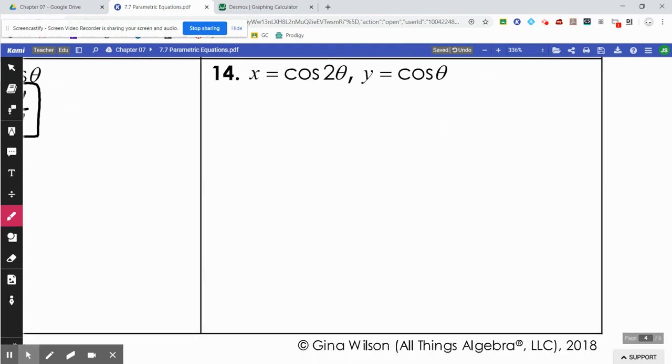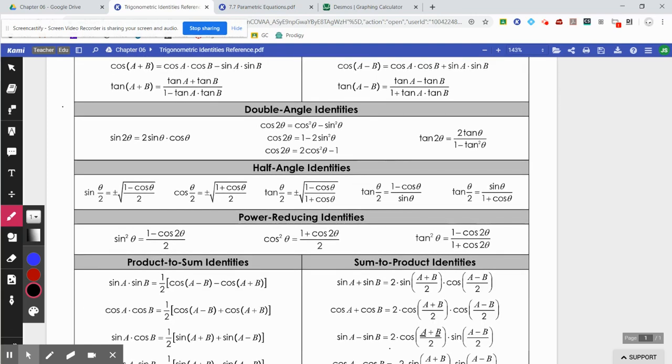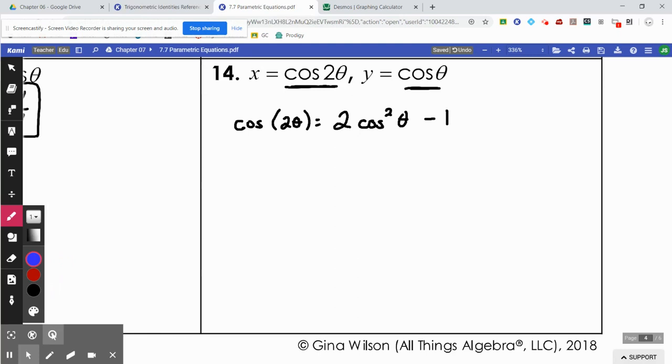Now, number 14 is a little bit different. Notice you have an x value of cosine 2 theta. So we're going to have to find some trig identity that relates cosine 2 theta with cosine theta, and that's going to be your double angle identity. Let me pull up my identity sheet. Once we get it pulled up, let's go down to my double angles. And here is an identity that relates cosine of 2 theta with cosine theta. So let's go ahead and copy that over. There we go: cosine of 2 theta is equal to 2 cosine squared theta minus 1.